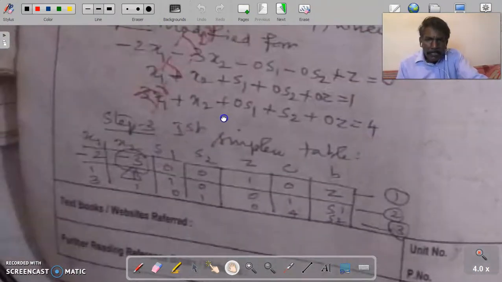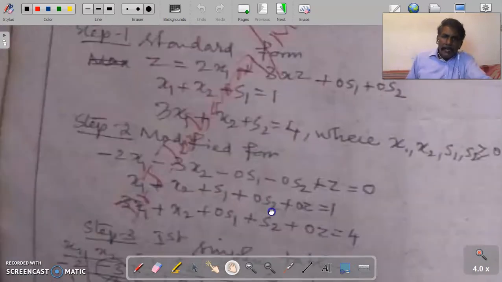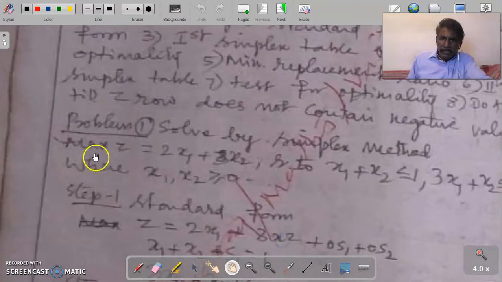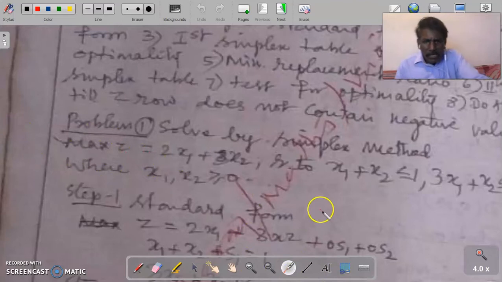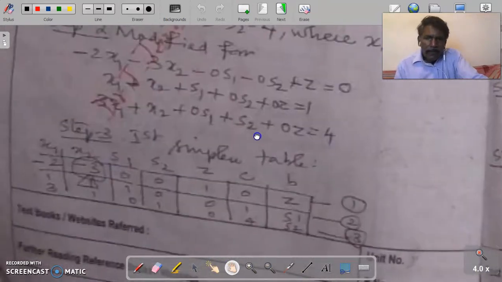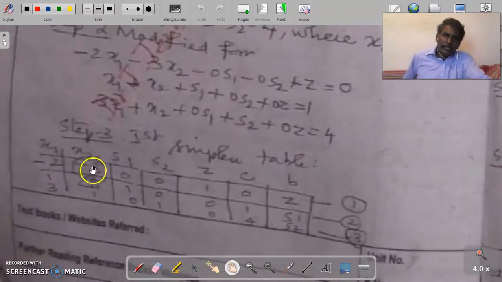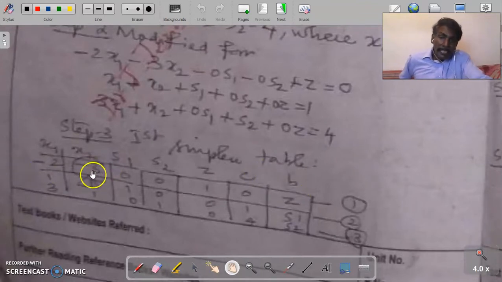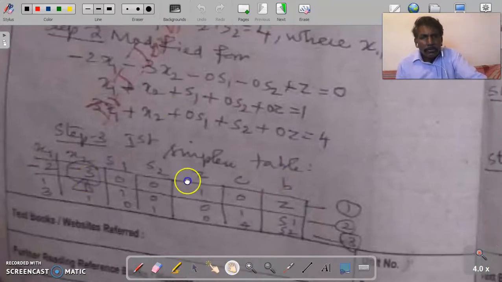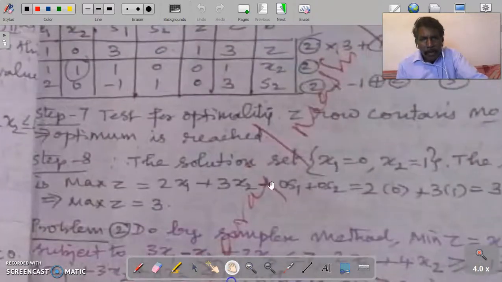Look at this particular table. Here, our aim is a maximization problem. But what we see here is a negative number in the objective function. It should not be the case. It should be a positive number. Then only will our maximization be reached. So that's called the test for optimality.